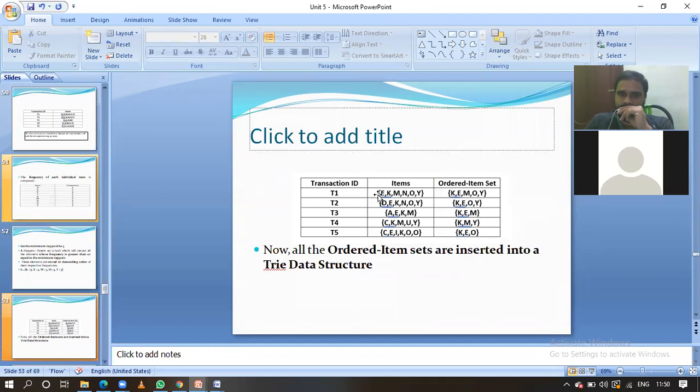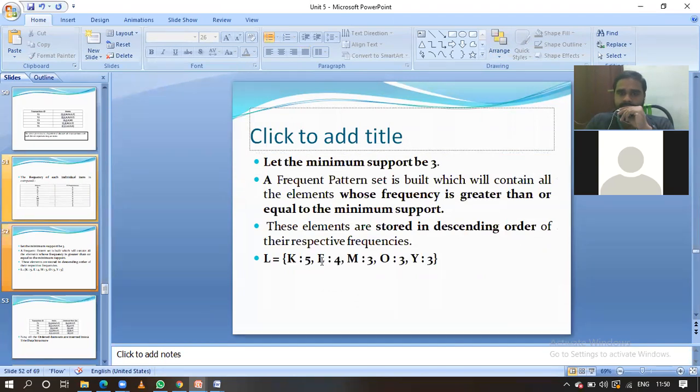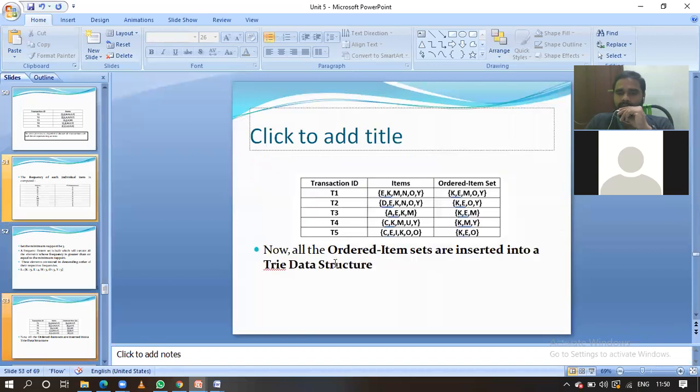In these items, which one has the highest frequency? I am going to place it first. Here, K is the first item. Next E, after that M and O with Y. If the item is available, we are going to place it. Otherwise, we are going to eliminate it. K E M O Y.